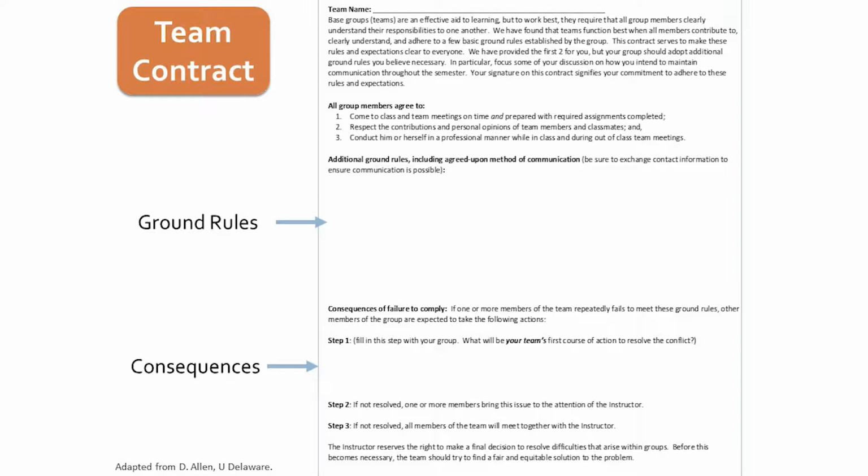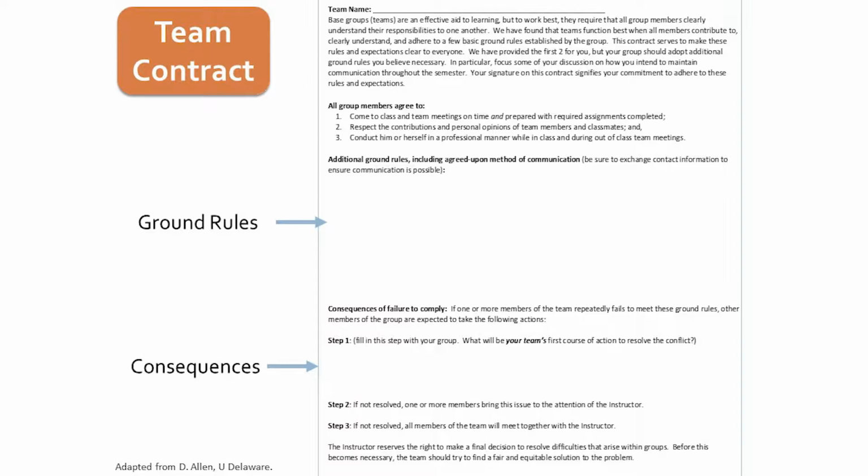So in this form, and again, I didn't develop this. This is borrowed from Deb Allen, who was at University of Delaware at the time. So she developed this tool, and there are a couple of ground rules that we set, and they're very minimal and very baseline. We expect students are going to come to class prepared and on time, and we're going to insist that people respect one another. So that's the basis of my ground rules for them. They decide on additional ground rules for themselves.